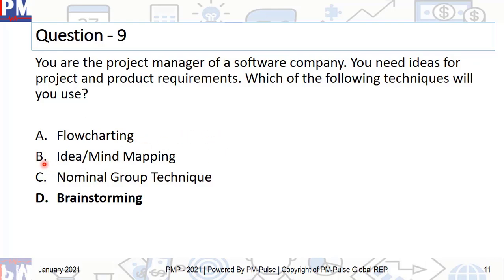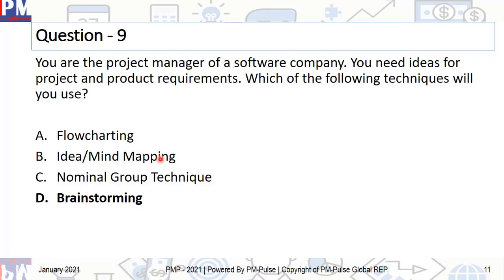Then we talk about B, idea mind mapping. Mind mapping is something that you can use within brainstorming. Now, to be very honest, I use idea and mind mapping for brainstorming quite a bit, but then you would wonder why this is not the answer. Well, this is a documentation technique that you use in brainstorming. Basically, this is a representation technique. So when you do the brainstorming, one of the techniques is affinity diagram. One of the representation techniques is idea or mind mapping. So this is a representation technique.